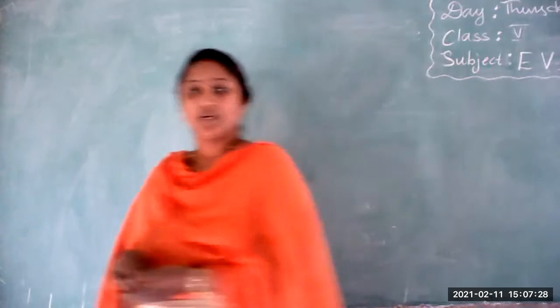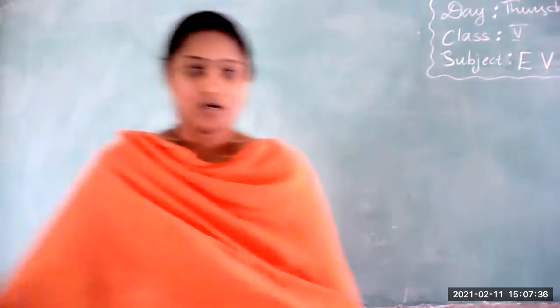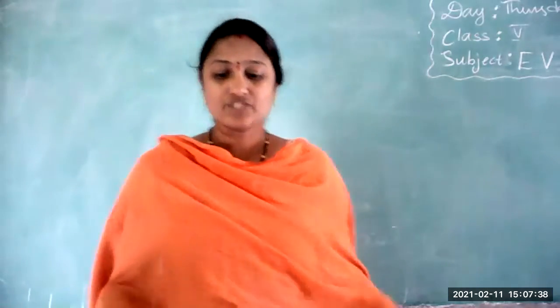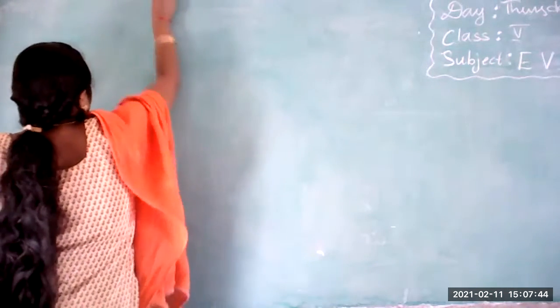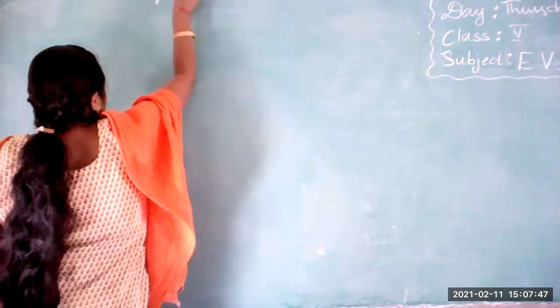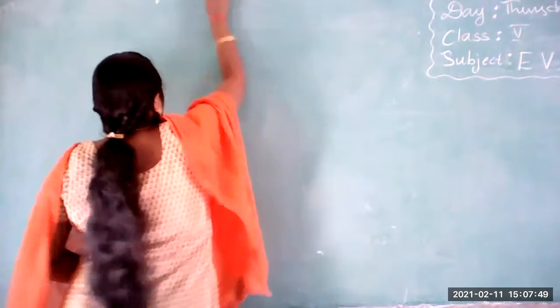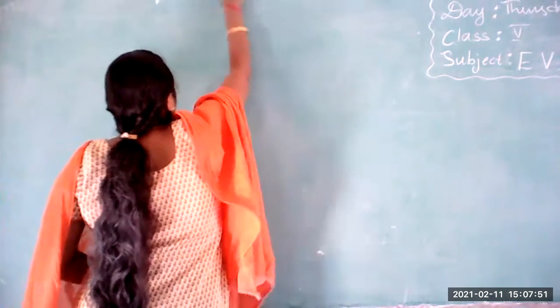Now I am going to give hard words. All the children, first take out your running notes. From which lesson am I giving hard words now? The ninth lesson. What is the ninth lesson? Aquatic life. What is the lesson name? Aquatic life.